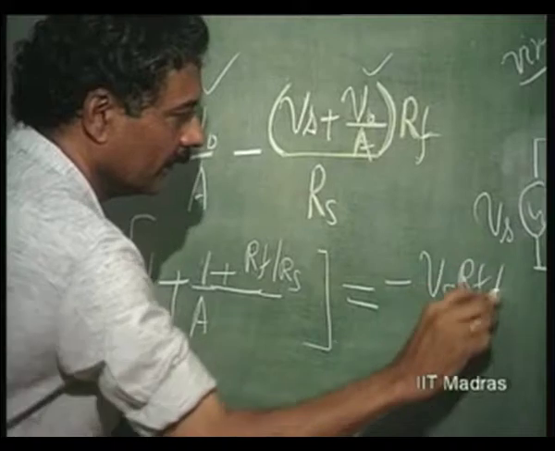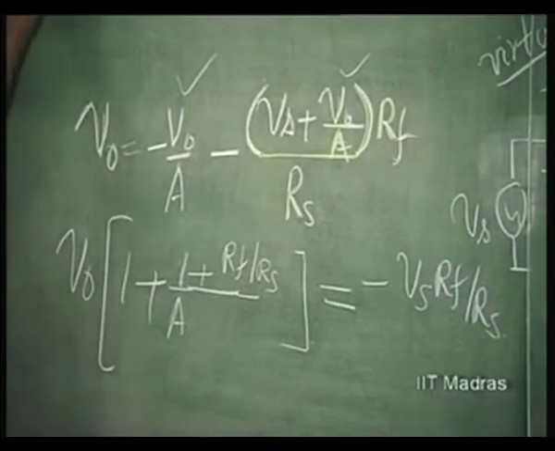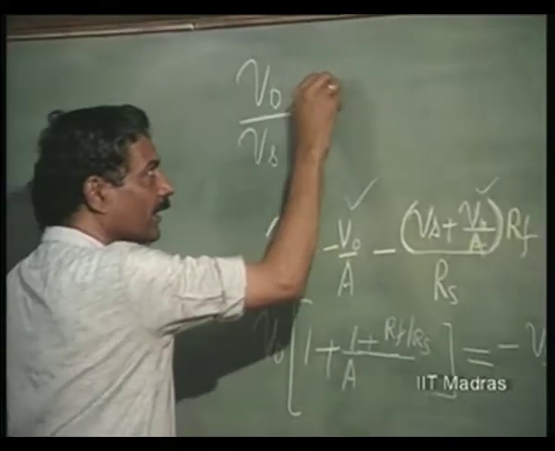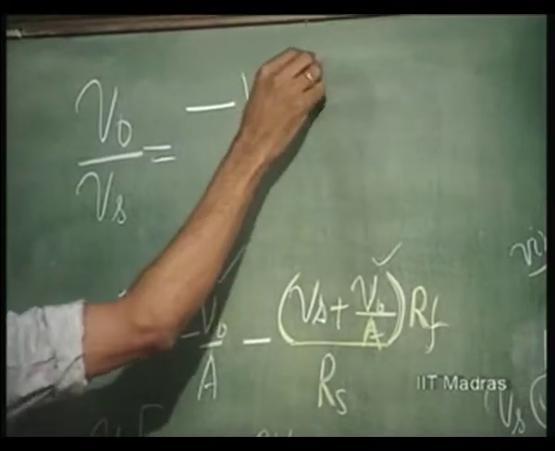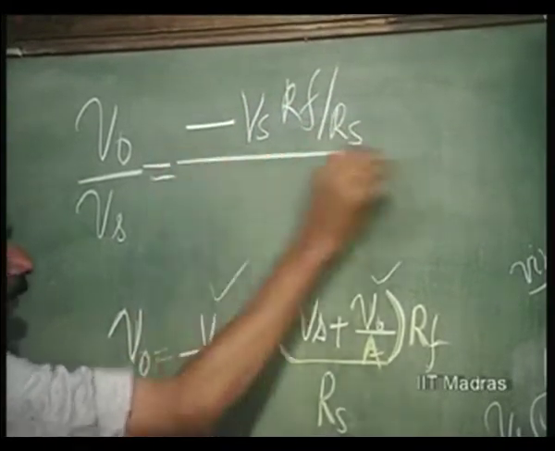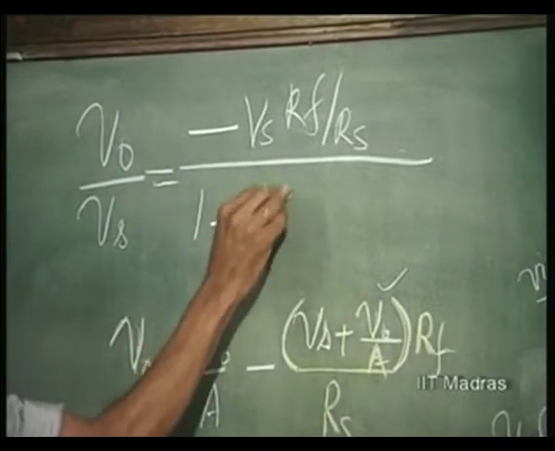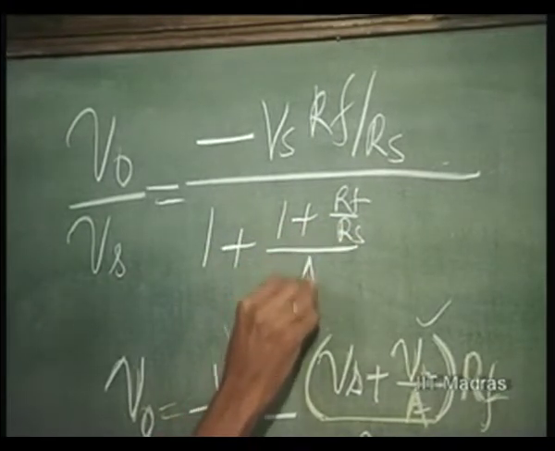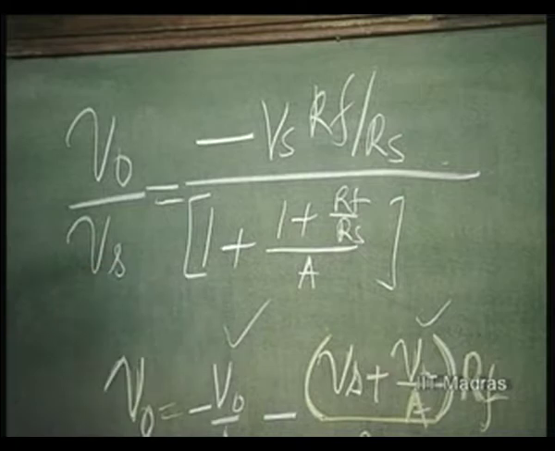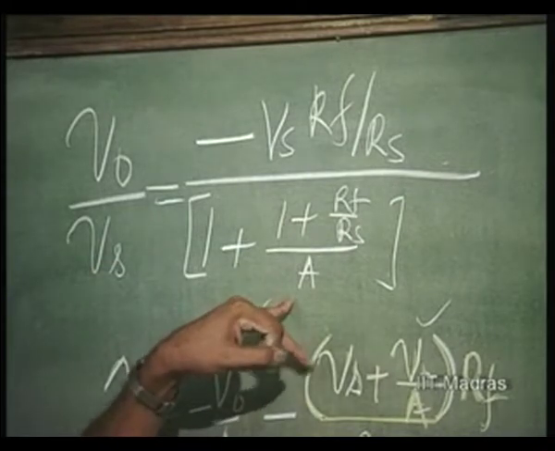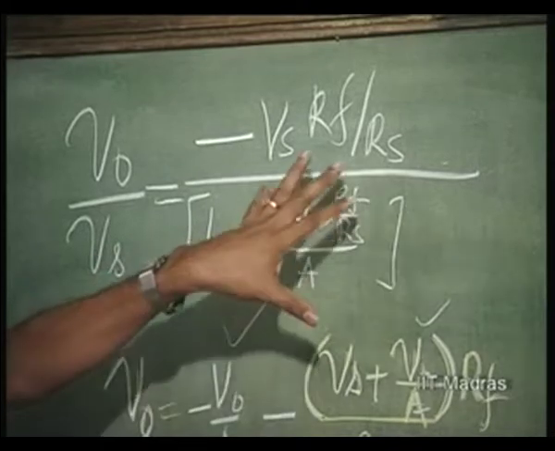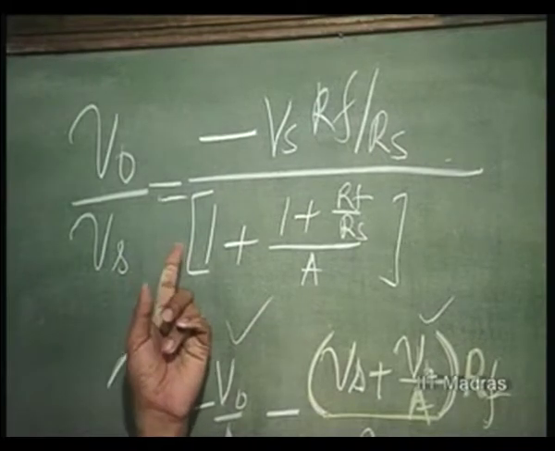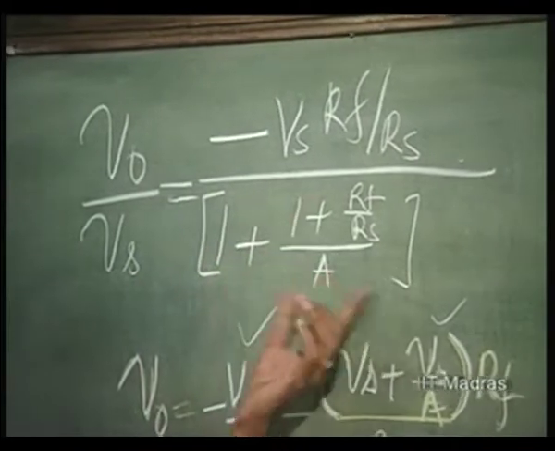into Rf by Rs. So, V naught by Vs, which is the transfer function, now becomes modified to minus Vs into Rf by Rs divided by 1 plus Rf by Rs by A. So, you can see, if A were to tend to infinity, this is what it was. With A finite, we have that getting modified by, again, this is the loop gain, 1 plus loop gain. This is the loop gain.